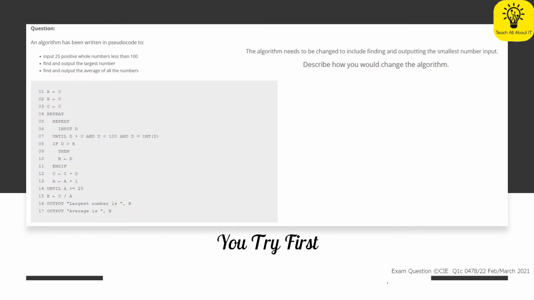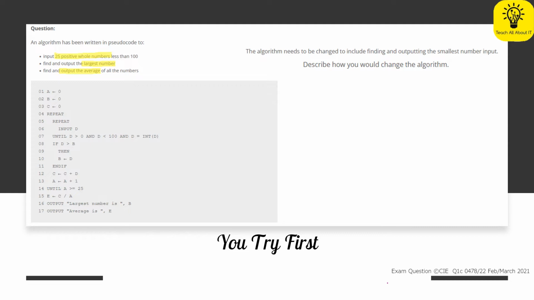Okay, so in today's lesson we are going to look at the algorithm on the left. We've been told what it does using those 3 bullet points. It's going to input 25 positive whole numbers, or integers. It's going to find and output the largest number, which is the largest number that has been input by our user. It's then also going to output the average of all of the numbers.